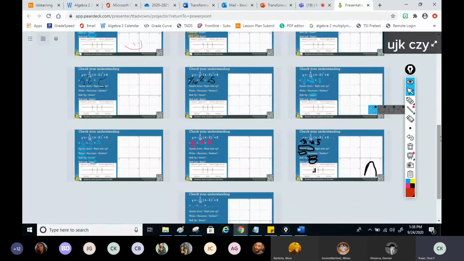So minus 2 tells you that it shifts to the right side, okay? Shift to the right side because of the minus. And then the plus 5 at the end is going to be shifted up. It's going to be shifted up.